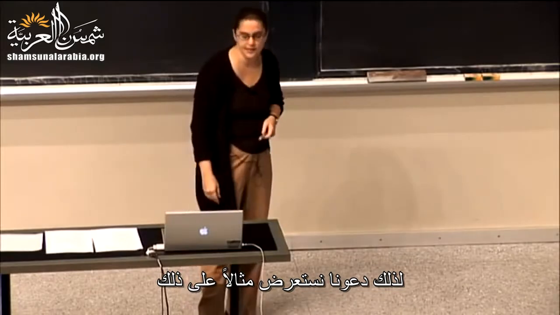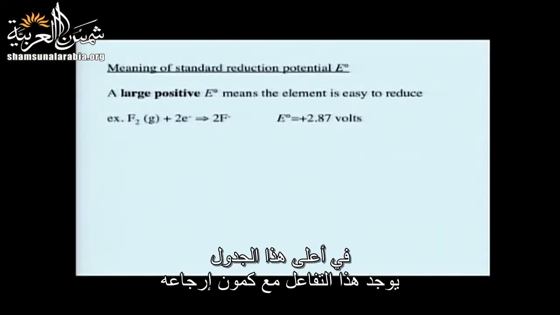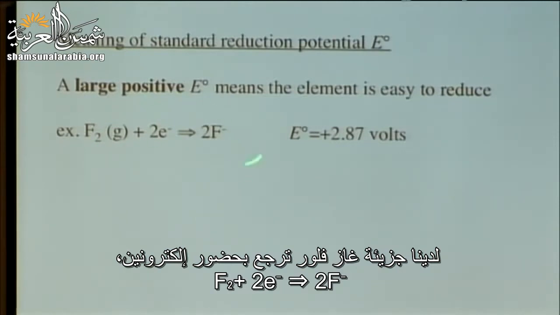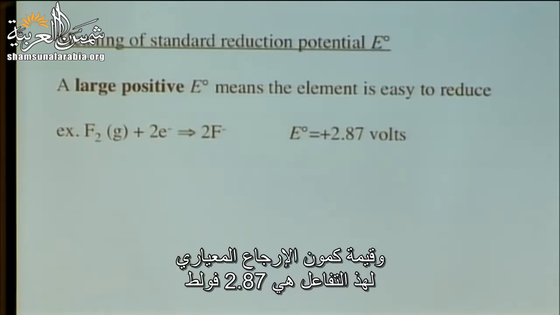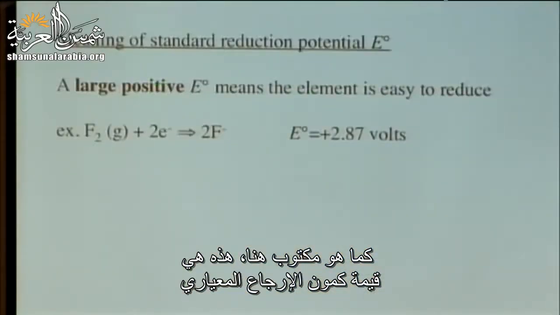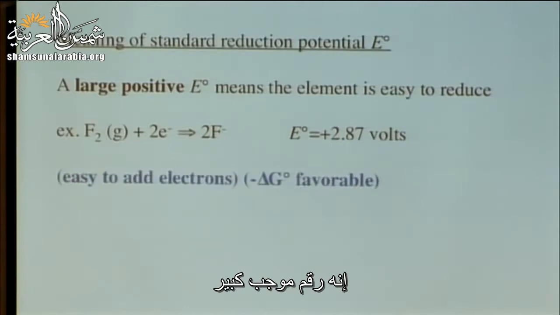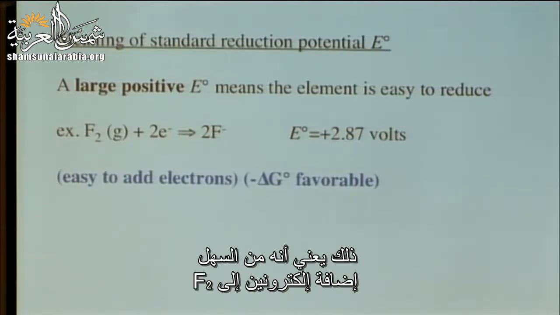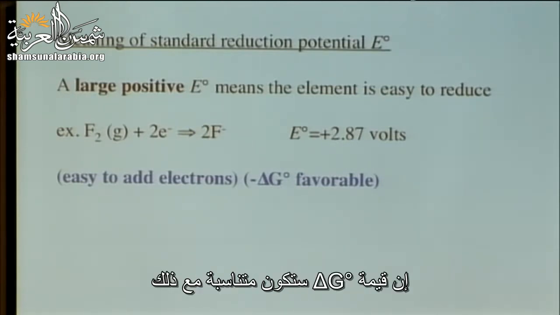So let's look at an example. At the top of your table, you're going to see this particular reduction with this particular reduction potential. We have F2 gas plus 2 electrons going to 2F minus. And the standard reduction potential for this is measured at plus 2.87 volts. So as written, that's the standard reduction potential. That's a large positive number. So that's going to mean that it's easy to add electrons to F2. The delta G naught would be favorable for that.